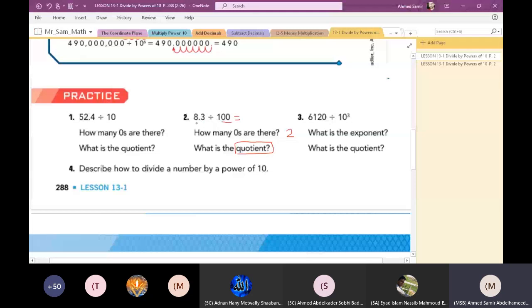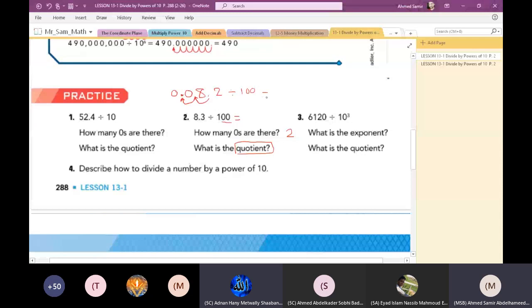So how can we divide 8.3? We move the decimal to the left. Let's write it down here and answer it together. Divide by 100. Yes. So we have to move it to the left 2 digits. But we have only 1 digit here. What should we do? We add another 0. Another 0 here. So we put another 0.